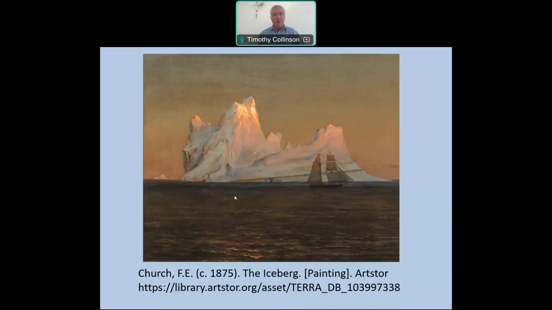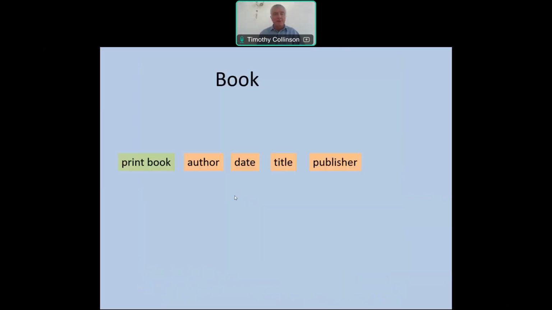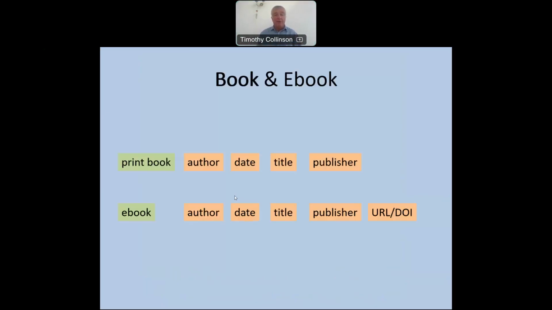Perhaps in technology, we're not so often referencing pictures and so on. More normally, we're referencing book material and that kind of thing. So let's think about books at first. For a print book, the information that we want to put into our reference is the author, the date of publication, the title of the book, and the publisher. For an ebook, it's the author, the date, the title, the publisher, and a URL or a DOI.